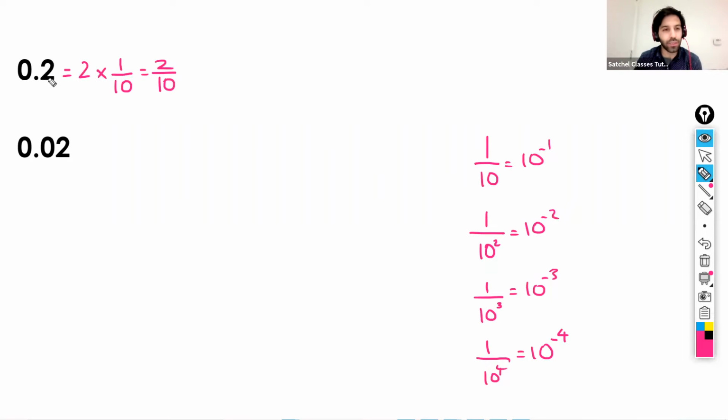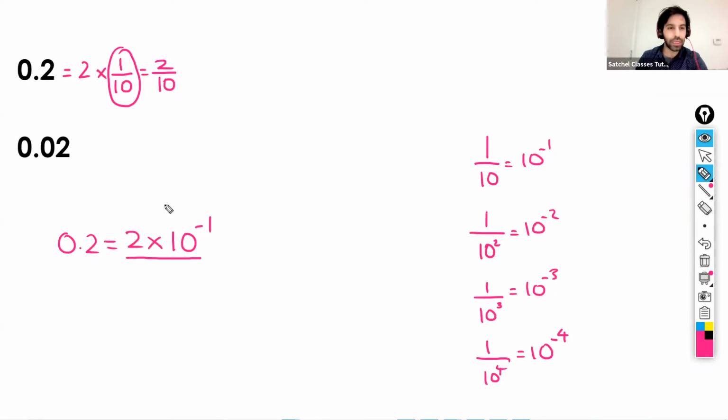So with this example here, I can now rewrite 0.2 as 2 times, and 1 over 10 is the same as 10 to the power of minus 1. And I can write this number as 2 times 10 to the power of minus 1, and this is in standard form.